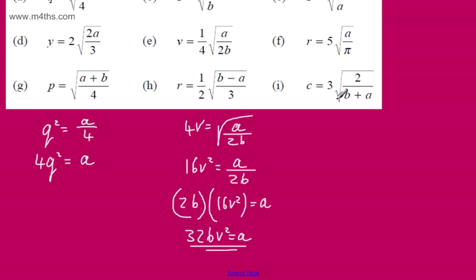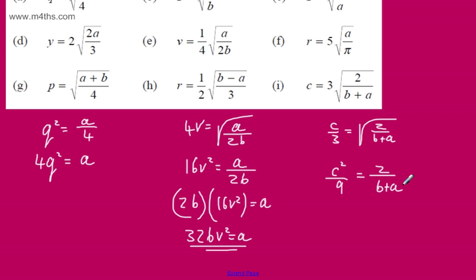Let's look at this one. C is equal to 3 lots of the square root of 2 over b plus a, and we want to make a the subject. I'm going to divide both sides by 3. C over 3 is equal to the square root of 2 over b plus a. I'm now going to square both sides. C squared over 9 is equal to 2 over b plus a.